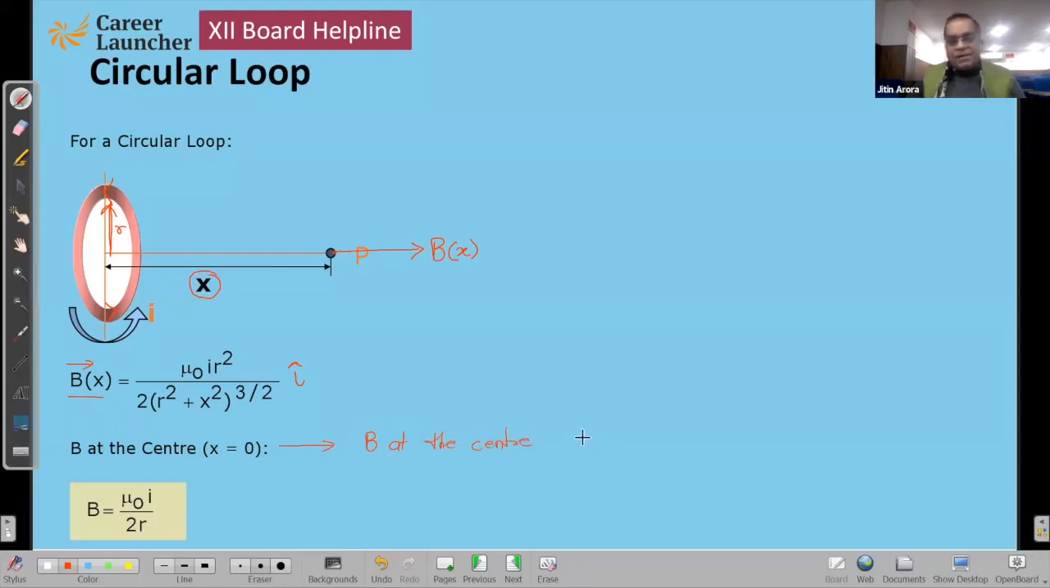So if I'm talking about the center, it simply means, I'm writing it so that you understand, that x is equal to 0. So put x equal to 0 there and you get B, I'm calling it B naught because I'm calling it at the center, is equal to mu naught I upon twice small r. So this is the value of B naught at the center of the loop.